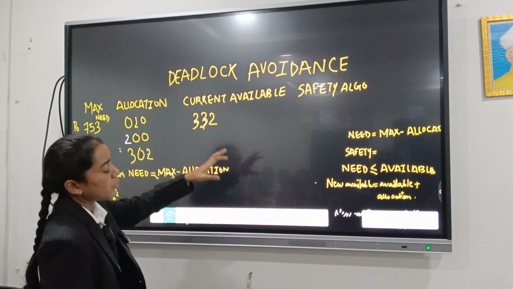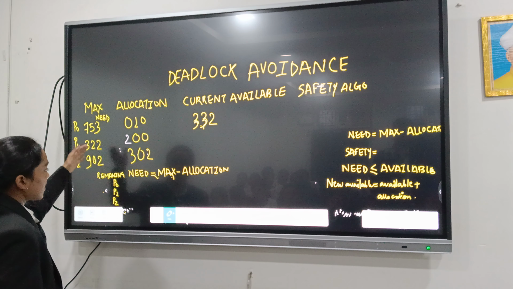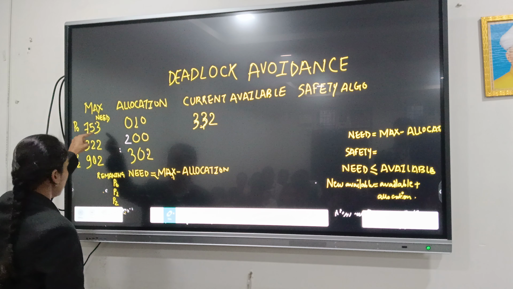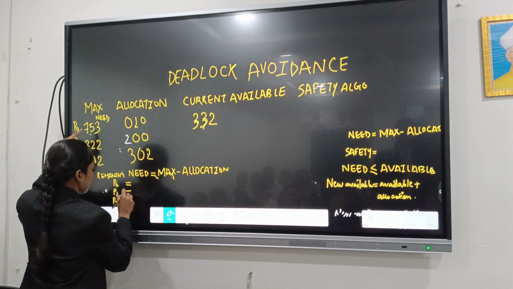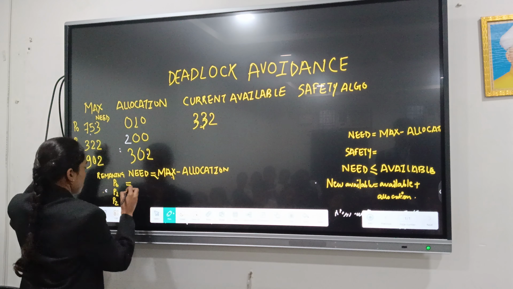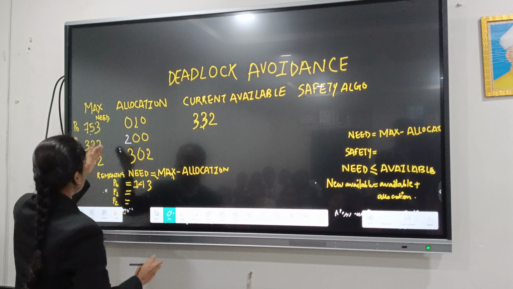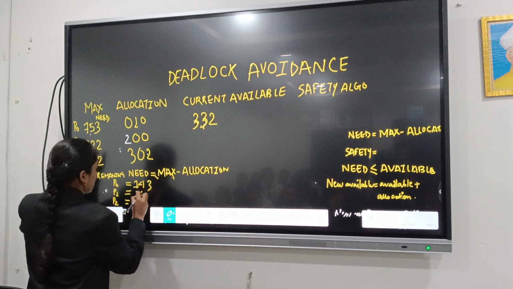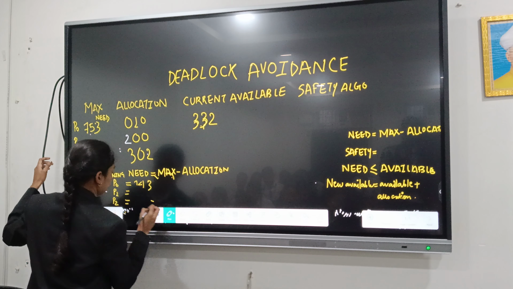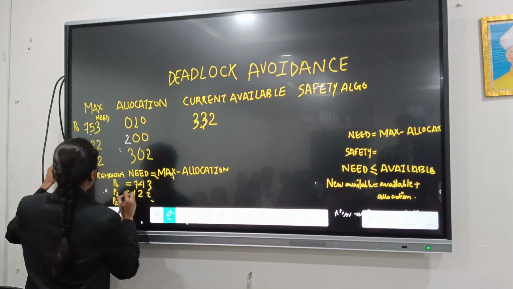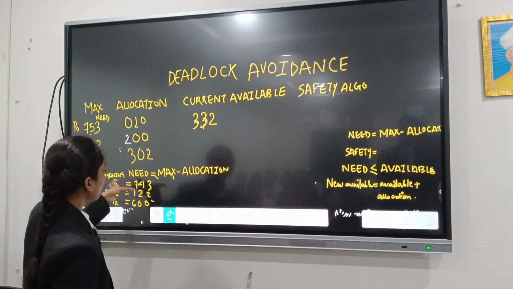Whatever the question is, first of all you need to calculate the remaining need, and the formula for calculating the remaining need is maximum need minus allocation. For the process P0, maximum need is 753 and allocation is 010. So we will subtract this: 753 minus 010, 7 minus 0, 5 minus 1, 3 minus 0. For the process P1, it is 122. And for the process P2, 600. So we have calculated the remaining need of the processes.